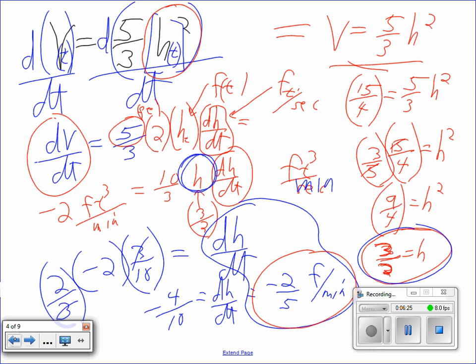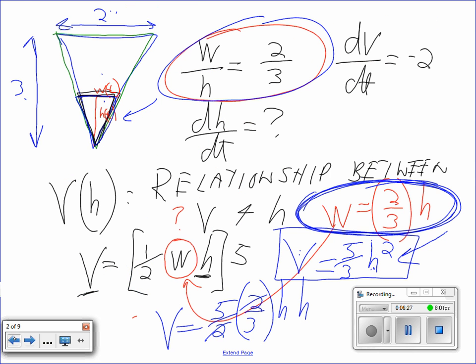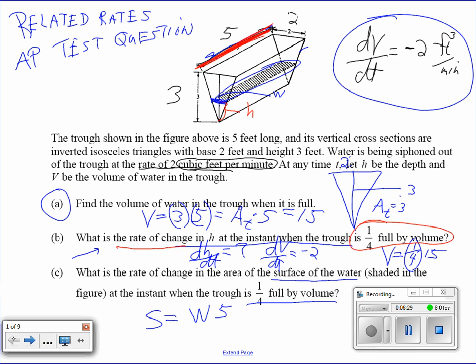Now, it never hurts to read it again to make sure that we get everything. What is the rate of change in the area of the surface of the water? Rate of change of the area of surface of the water. Okay, yeah, they wanted what? dS/dt, and we found it. Guess what? I checked that, and we are correct.